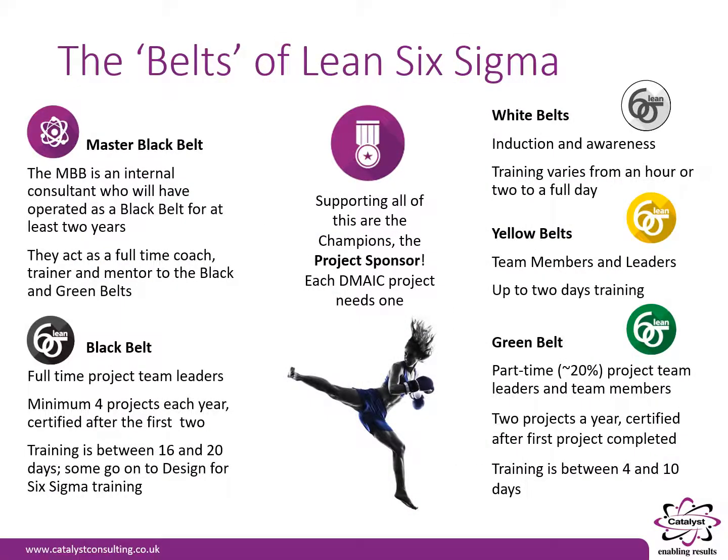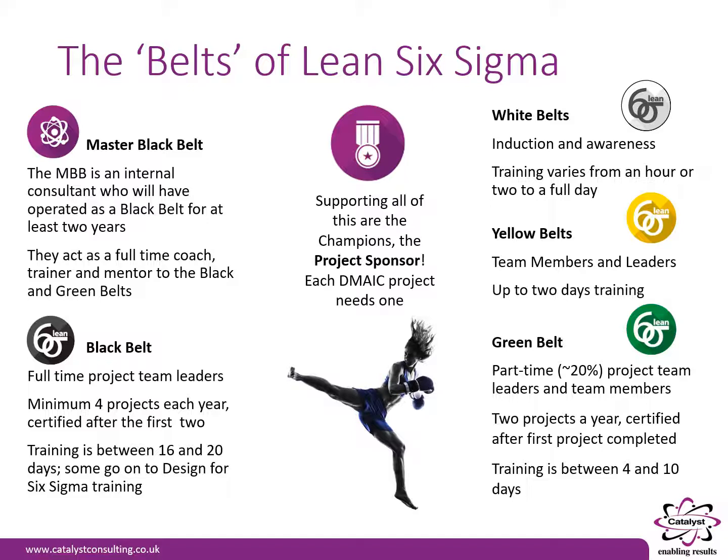This slide shows the different belts used to denote the different levels of Lean Six Sigma experience and expertise. You might recognise this convention that's also used in martial arts. Note that this is a textbook view. Not all organisations have all these belts in place, and sometimes they use them in different ways. The Master Black Belt is an internal consultant who will have operated as a black belt for at least 2 years. These act as full-time coaches, trainers and mentors to the black and green belts.